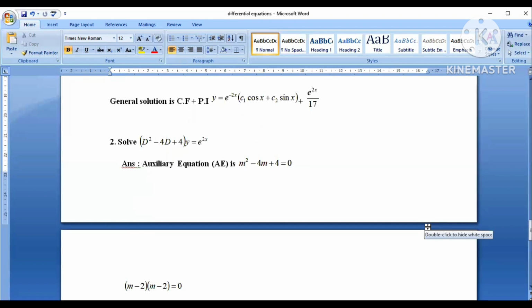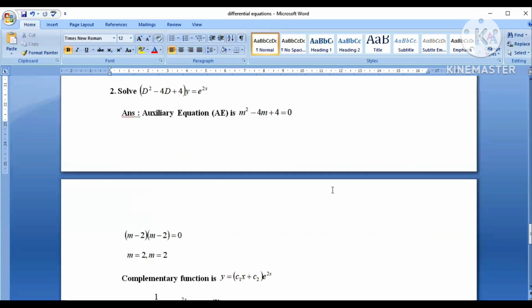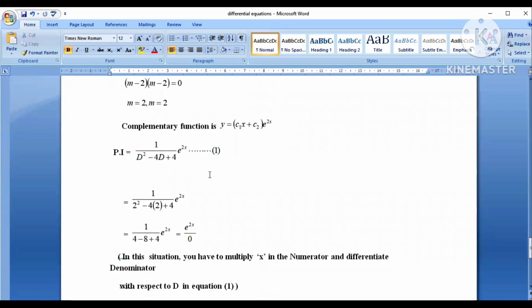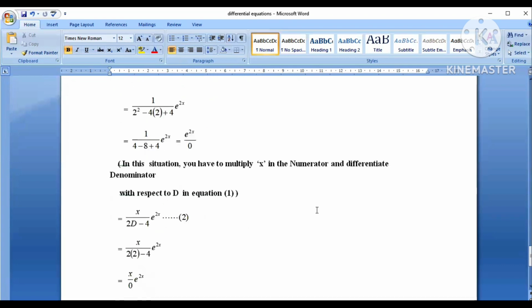So the particular integral is 1 divided by d square minus 4d plus 4 into e power 2x. For d, you have to apply 2. So 1 divided by 2 square minus 4 into 2 plus 4, e power 2x. So e power 2x divided by 0. In this situation, you have to multiply x in the numerator and differentiate the denominator with respect to capital D. So it becomes x divided by 2d minus 4 into e power 2x. Again, you have to apply d is equal to 2.